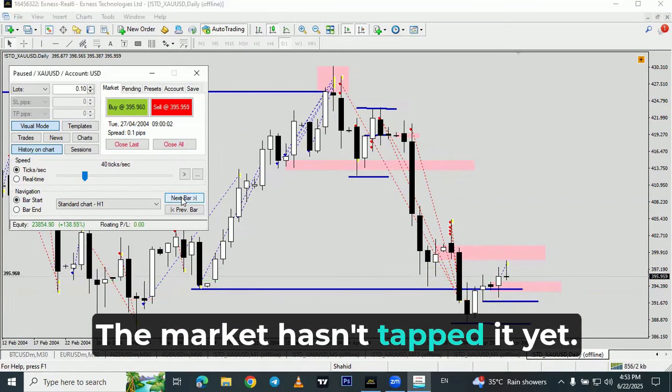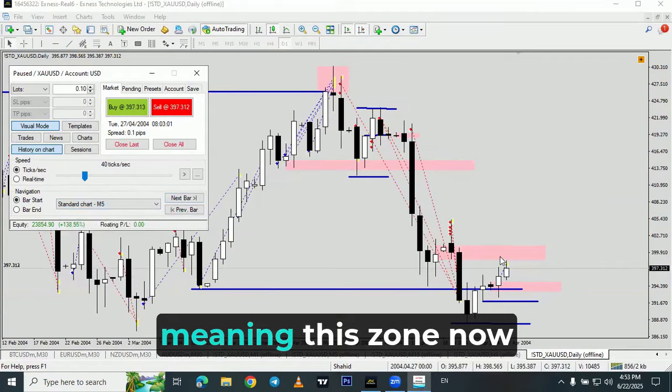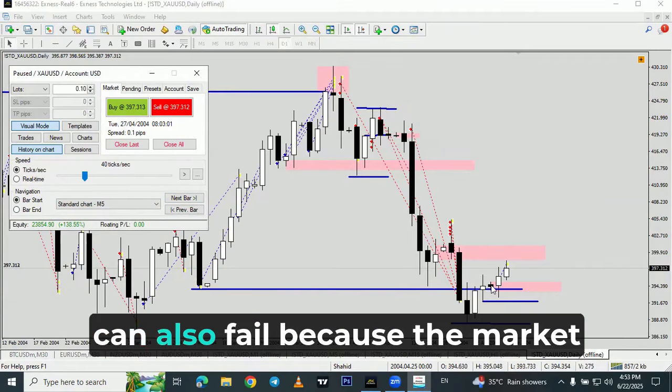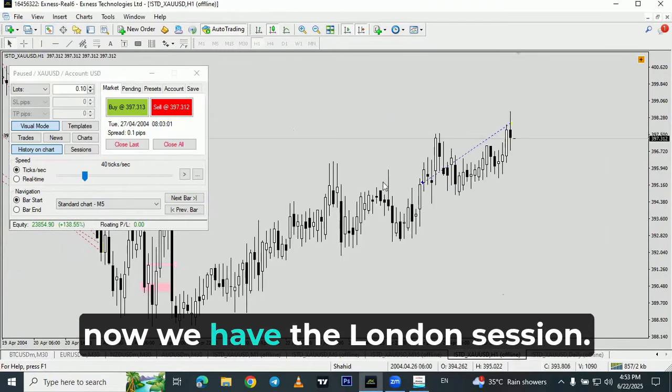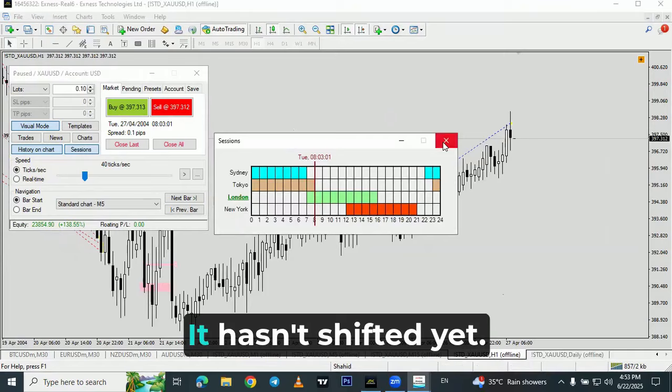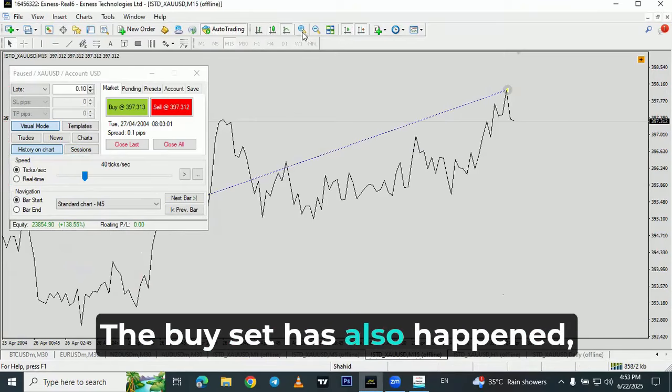The market hasn't tapped it yet. What did the market do here? The market tapped its upper zone, meaning this zone can also fail because the market was above where we were selling it. So here now we have the London session. We wait here. It hasn't shifted yet. If you see here, it has shifted.